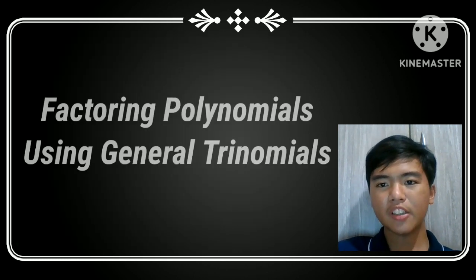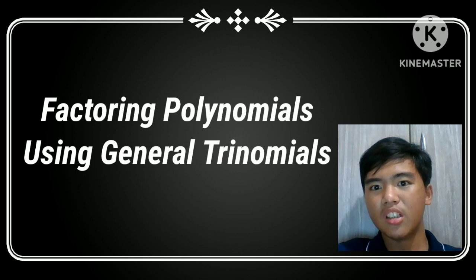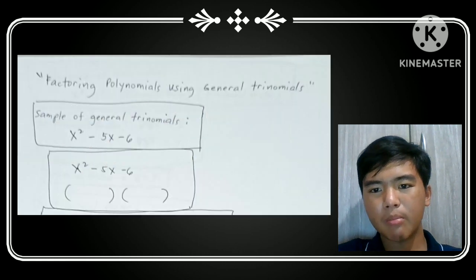Next, we will discuss factoring polynomials using general trinomials. What are general trinomials? Technically, general trinomials are polynomials with three terms, and these are just normal trinomials, in which factoring can be applied. So let us do the factoring of polynomials with general trinomials. This is the sample general trinomial. X squared minus 5x minus 6.